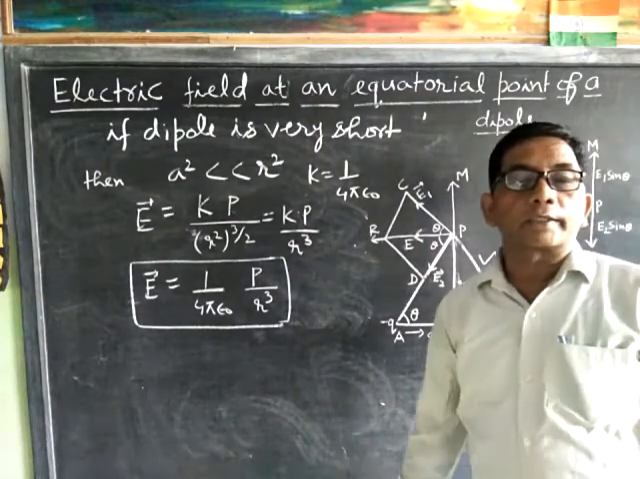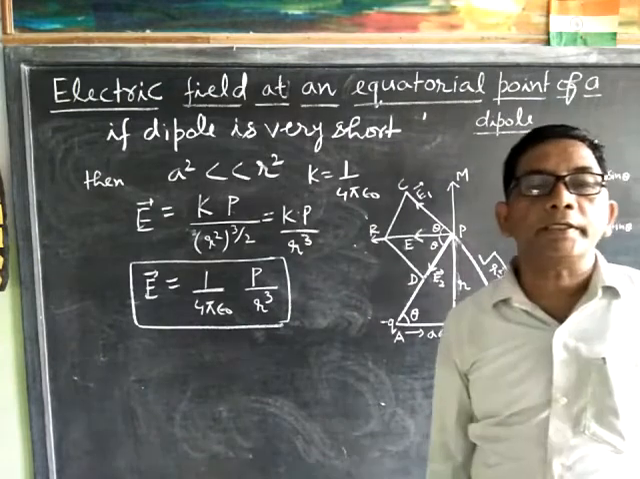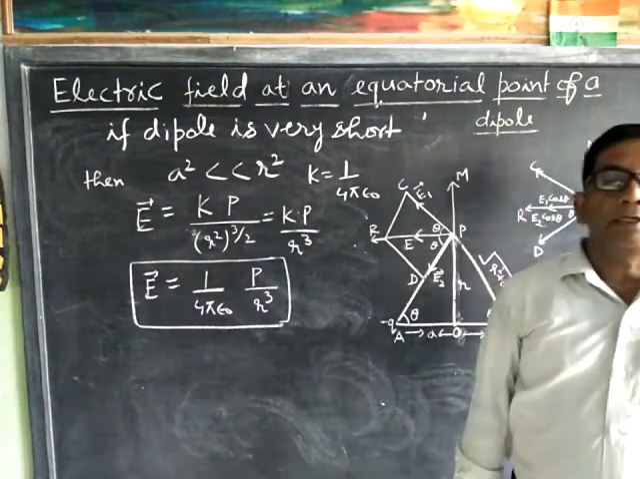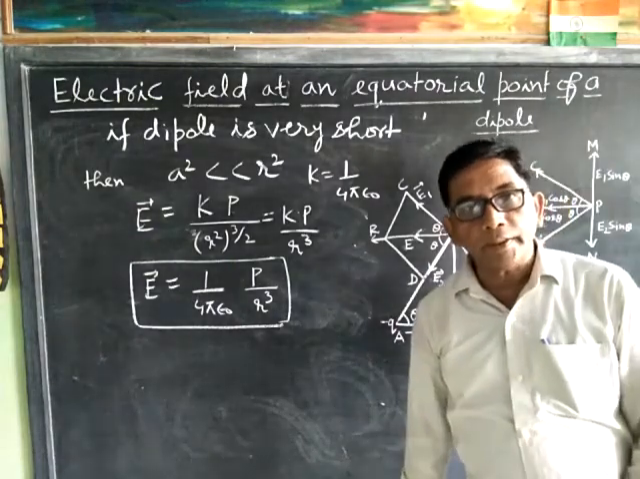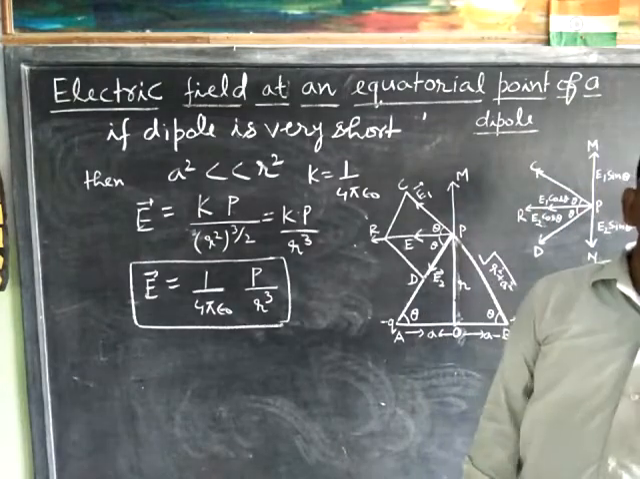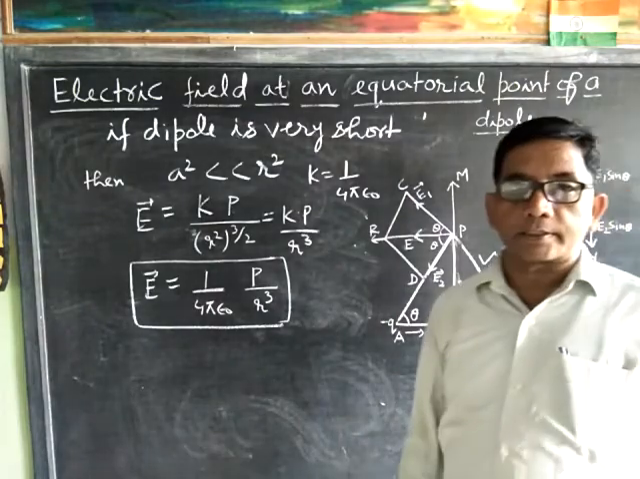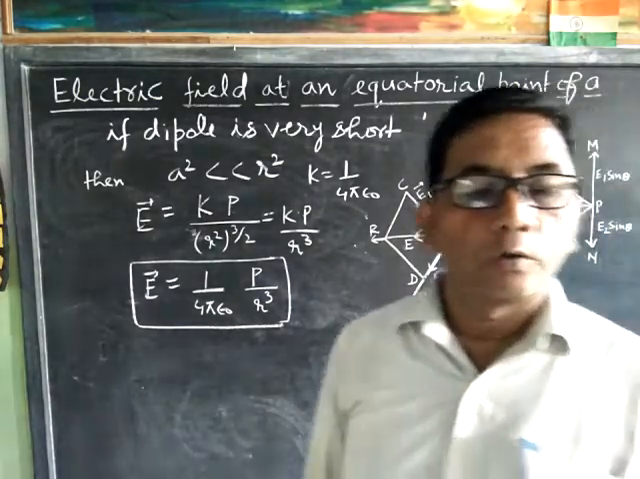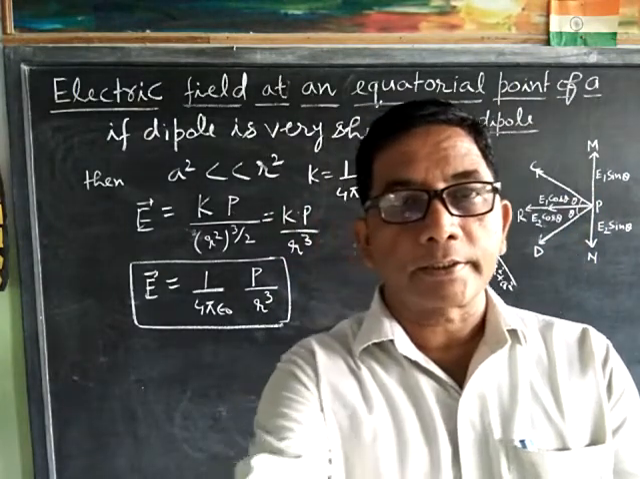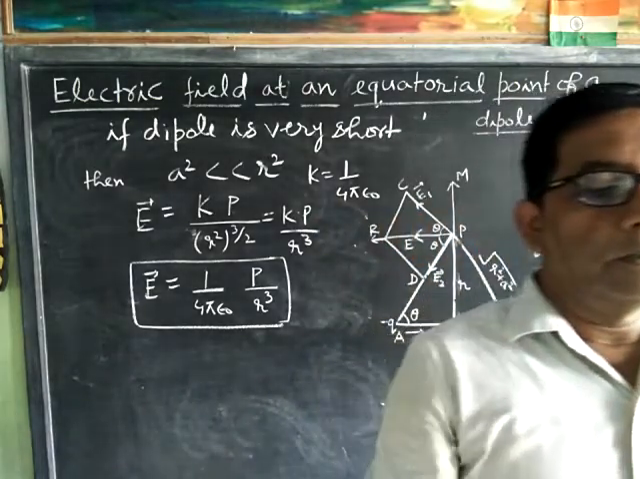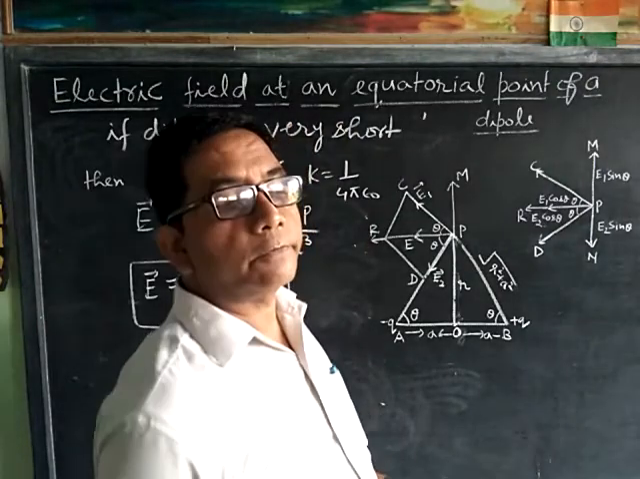One point is noted that the angle between electric dipole moment P and electric field intensity E due to electric dipole at a point on the equatorial line is 180 degree. Now we will discuss the next topic, torque on a dipole in a uniform electric field.